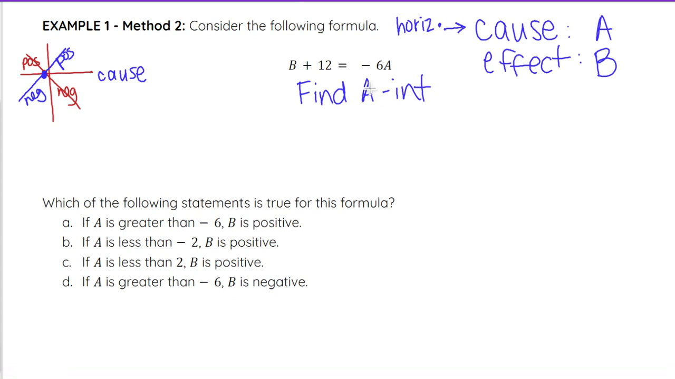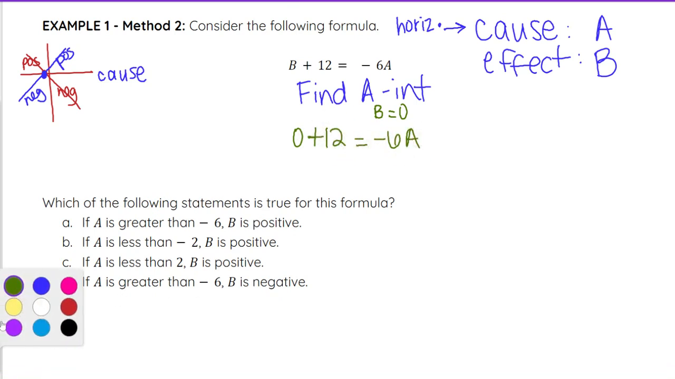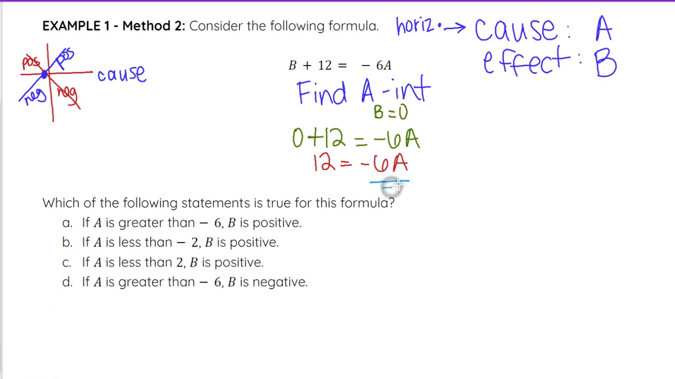We always find that intercept by plugging in 0 for the other letter. So if we're finding the A-intercept, then we're going to plug in 0 for the other letter, which would be B. So we do 0 plus 12 equals negative 6A. 12 equals negative 6A. We then solve by dividing both sides by negative 6. And that gives us A equals negative 2.